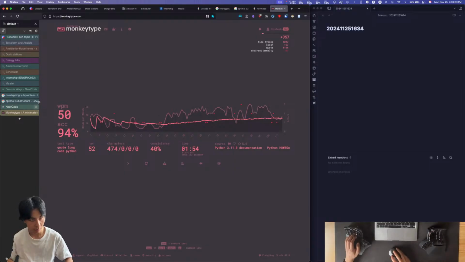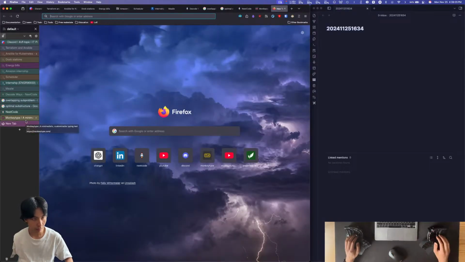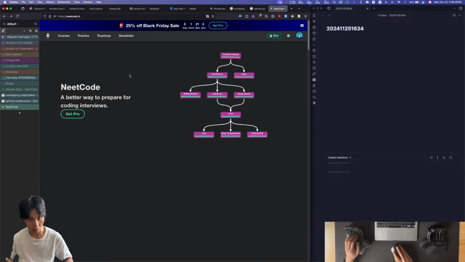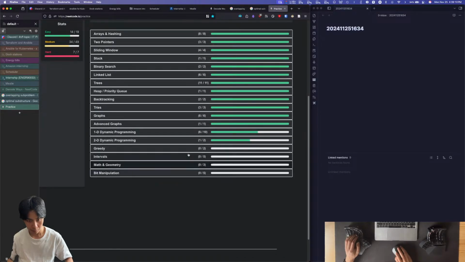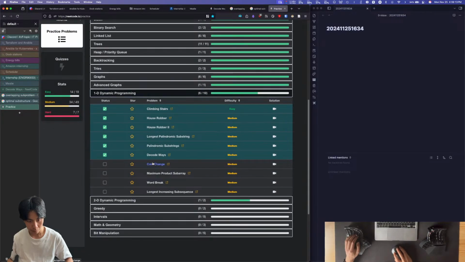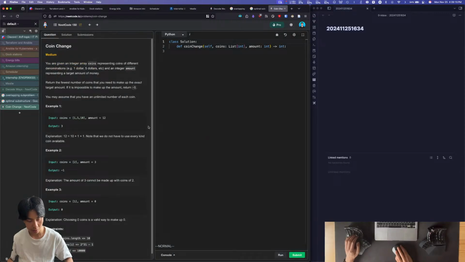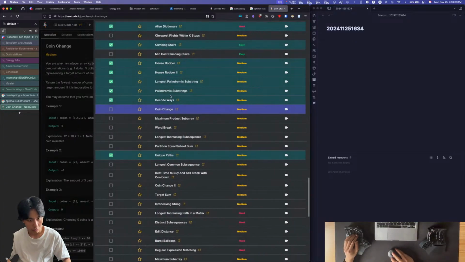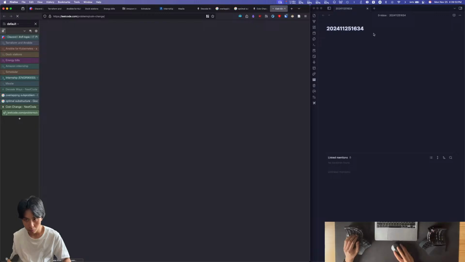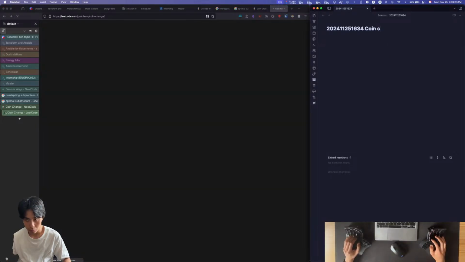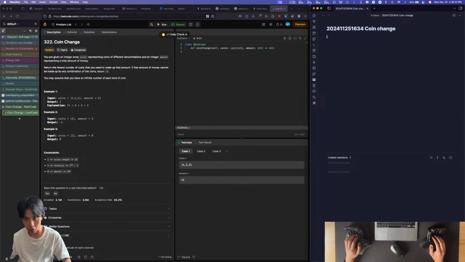Not bad. Back to Leetcode. Coin change. Okay. Coin change.